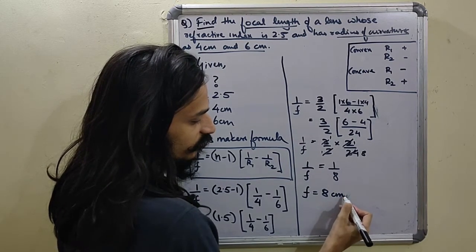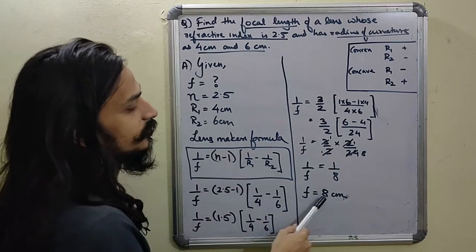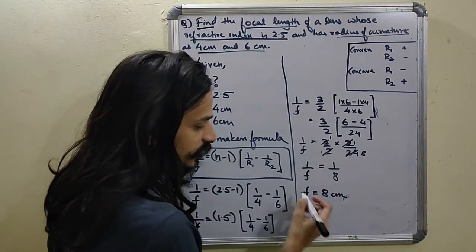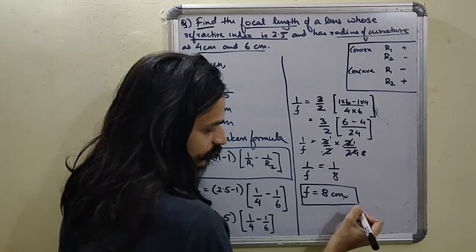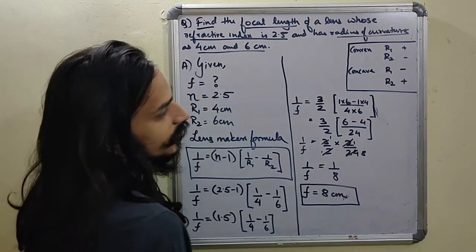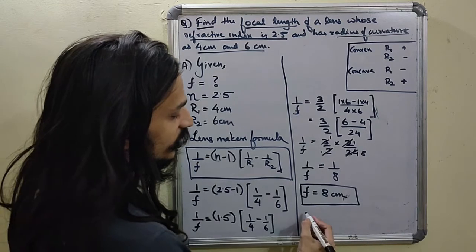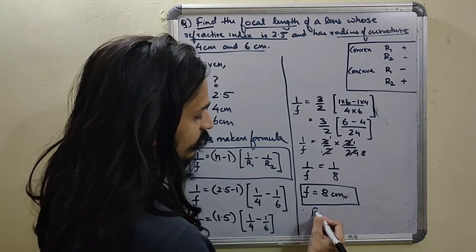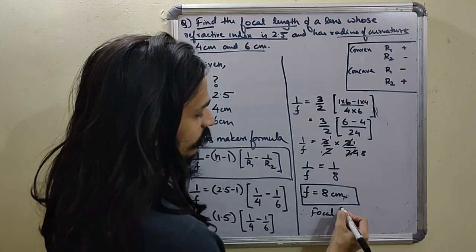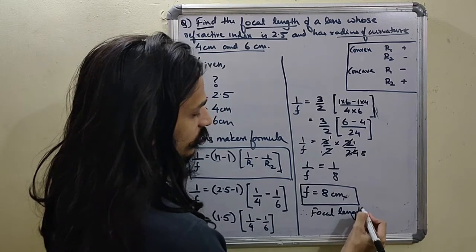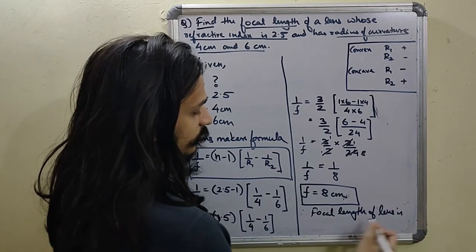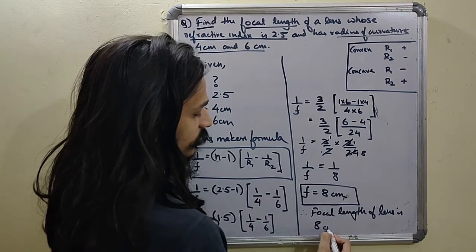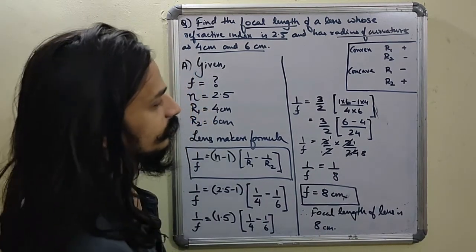Focal length is a unit of length. All of these are in centimeter. f is also going to be centimeters. Okay. That's it. As simple as that. And finally, you can write, therefore, focal length of lens is 8 centimeters.